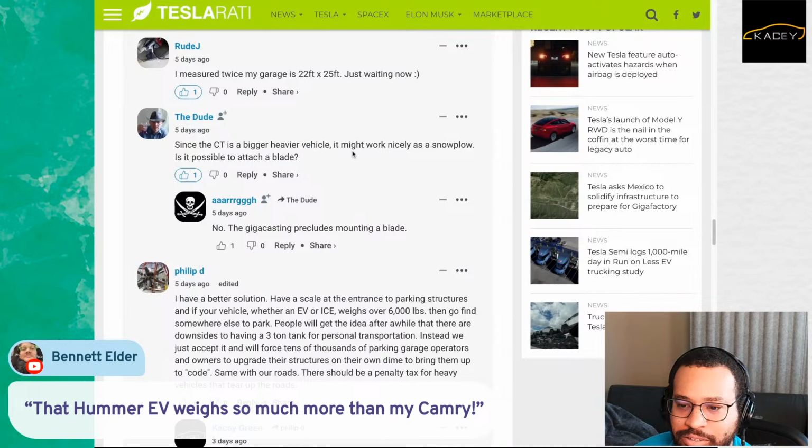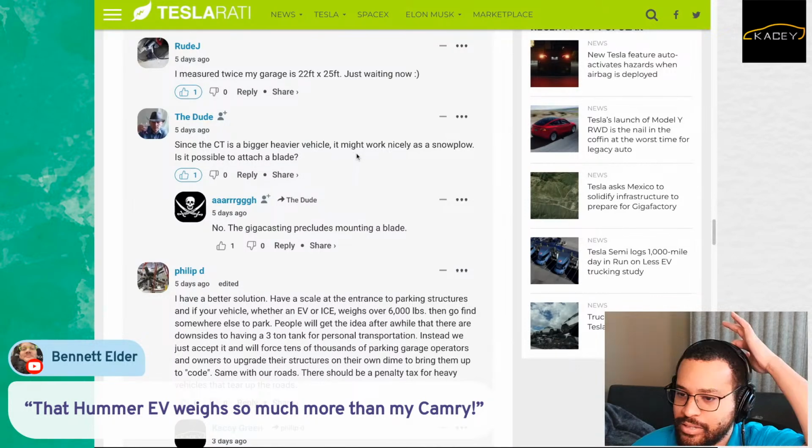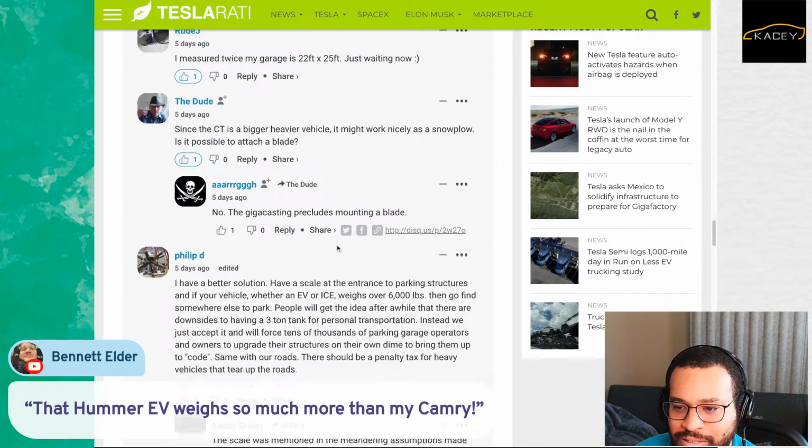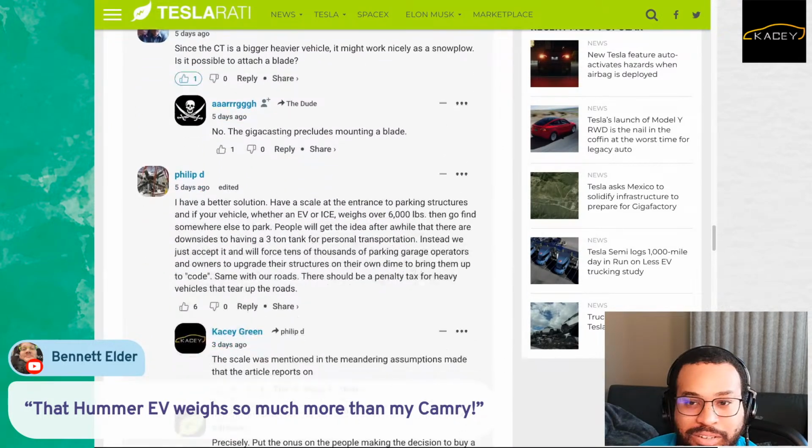Since the Cybertruck is a bigger, heavier vehicle, it might work nicely as a snowplow. Is it possible to attach a blade? That's a good question. Suggests no. The Giga casting does not make it any weaker or unable to mount a blade. They just have to have a place for it.